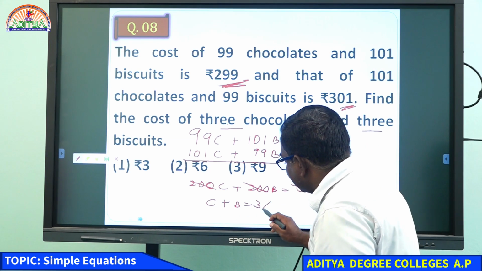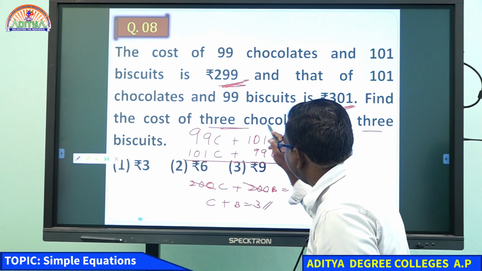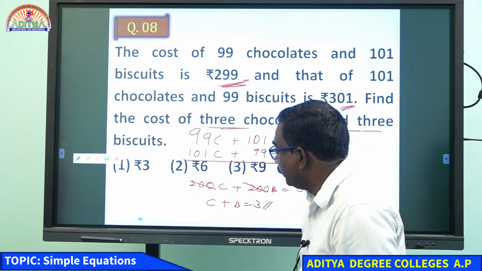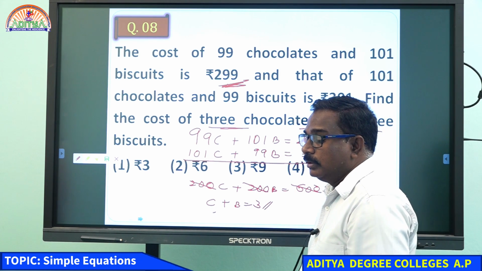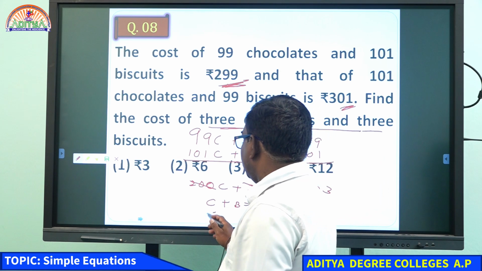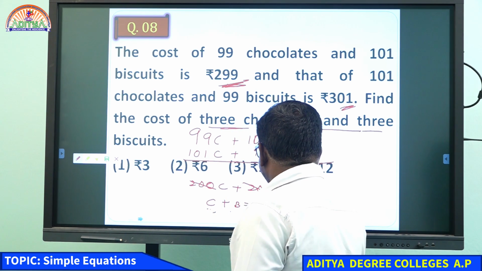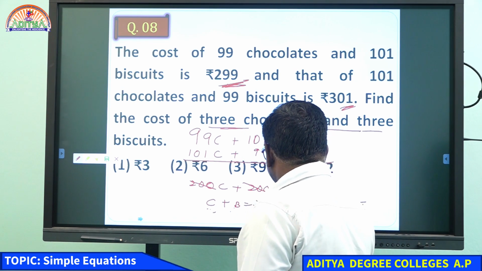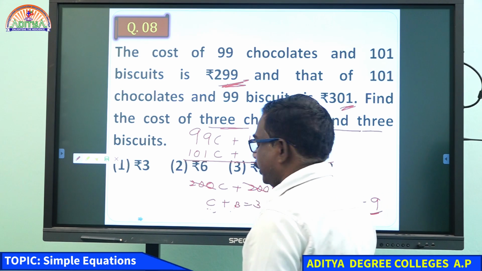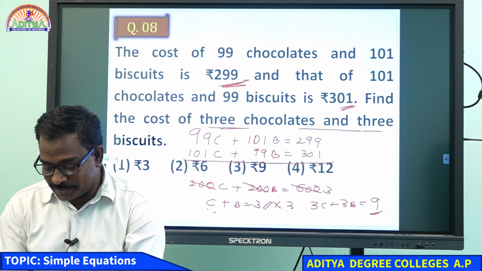Everybody wrote this as the answer, but the question asks about 3 chocolates and 3 biscuits. All of you wrote the cost for 1 chocolate and 1 biscuit. Not 3 rupees, 9 rupees. You need to multiply this by 3. 3 chocolates, 3 biscuits, 3 into 3, 9 rupees. Many of you wrote 3 rupees. Not 3 rupees, 9 rupees.